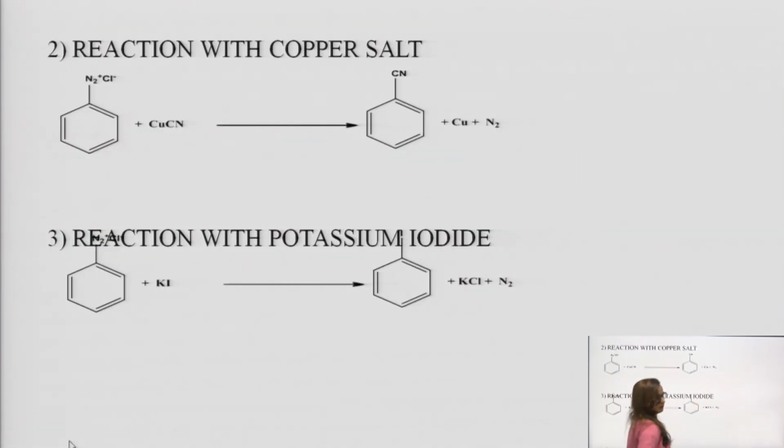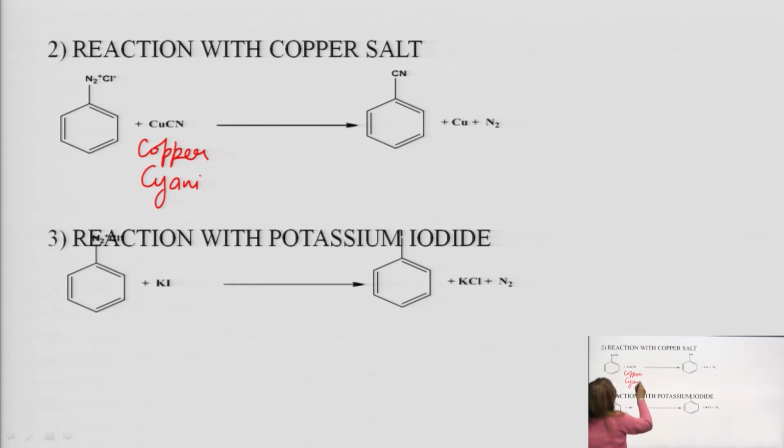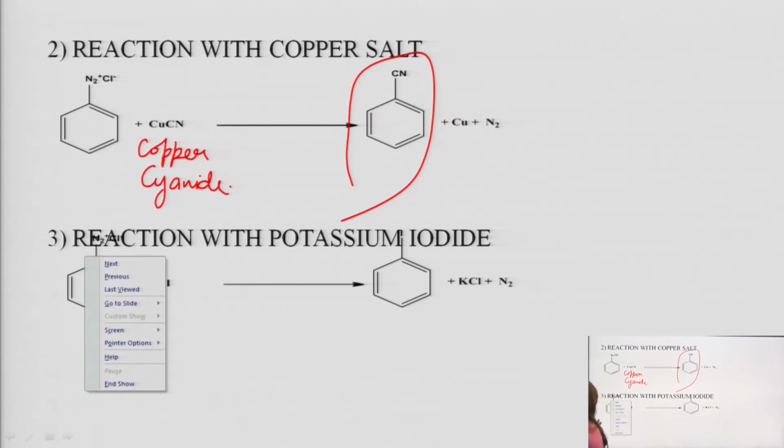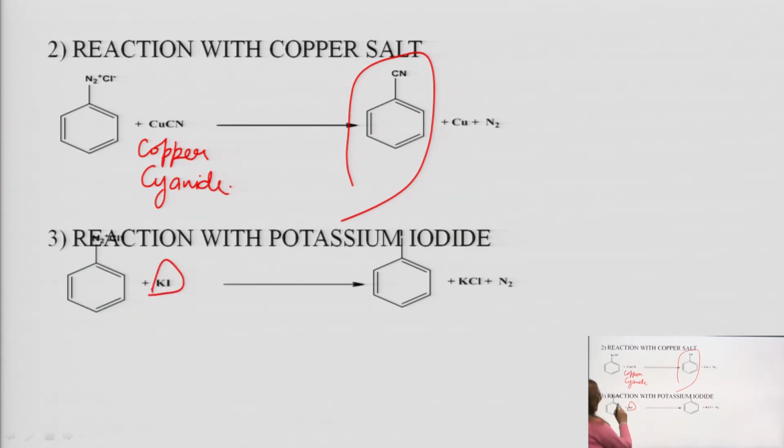Next, the reaction with copper salt, copper cyanide. If it reacts with copper cyanide, then what is the formation which takes place? The formation of benzyl cyanide takes place. When it reacts with potassium iodide, what happens? Iodobenzene is formed, with the evolution of nitrogen.